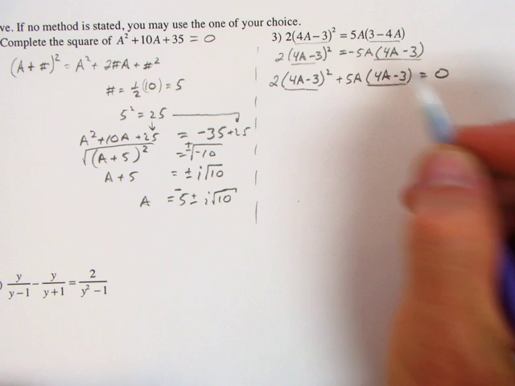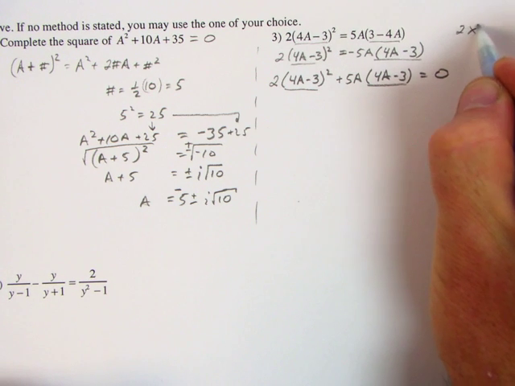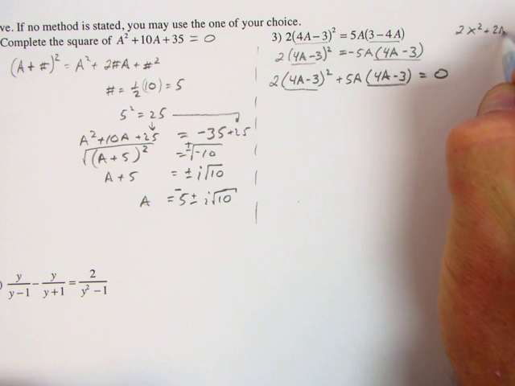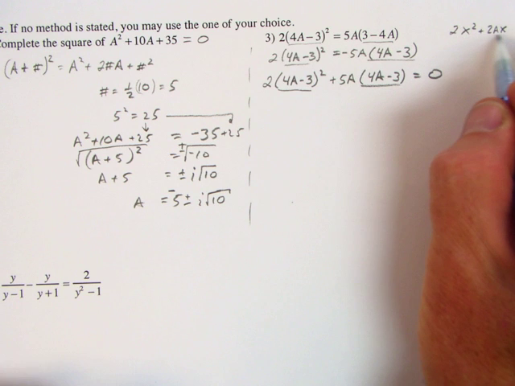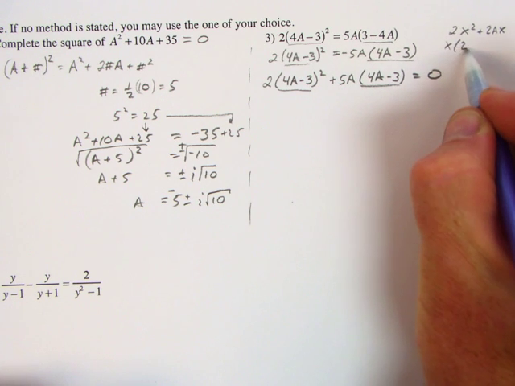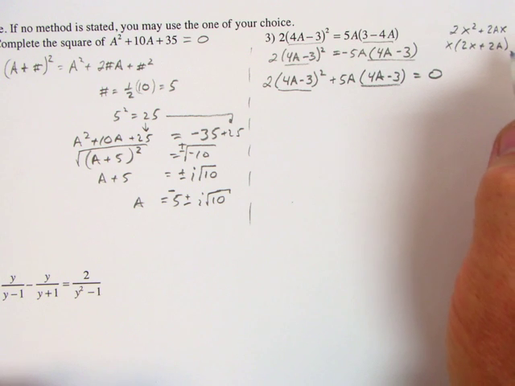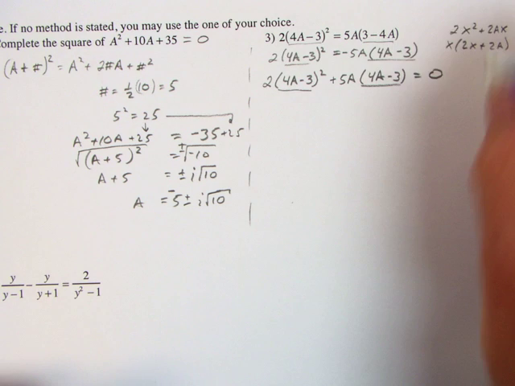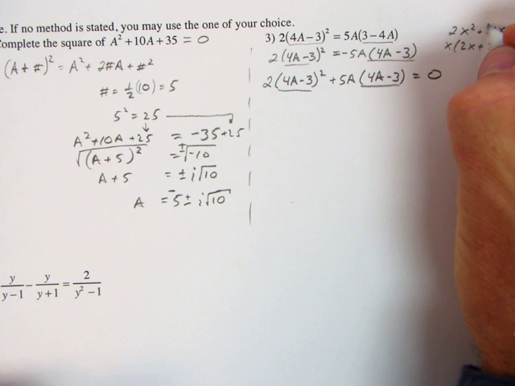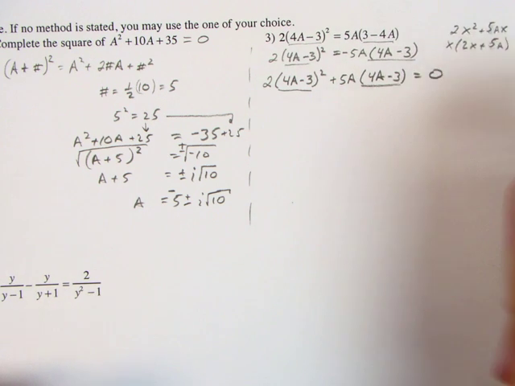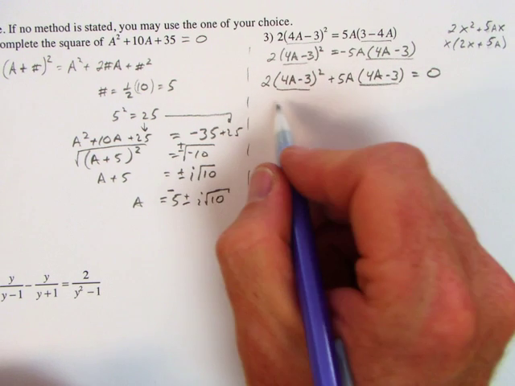Now, similar to if I had something like 2x squared plus 5ax, I would have a greatest common factor of x. I could take it out and it would be 2x plus 5a. Actually, let me change this to a 5, because otherwise I could take out that 2 as well. Similarly, I can take out the greatest common factor here as a 4a minus 3.